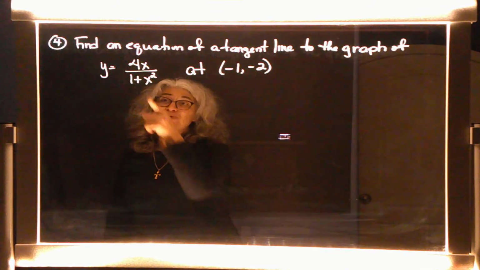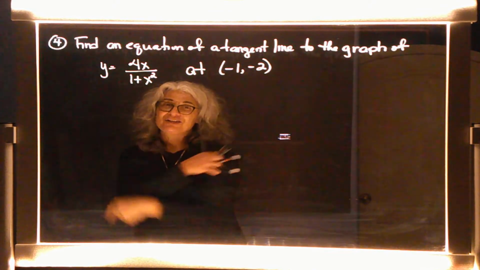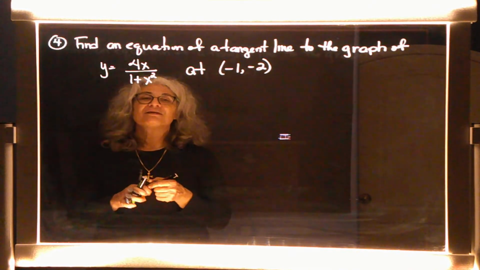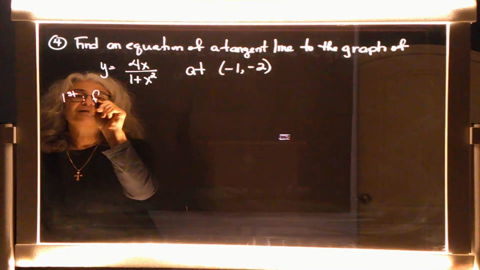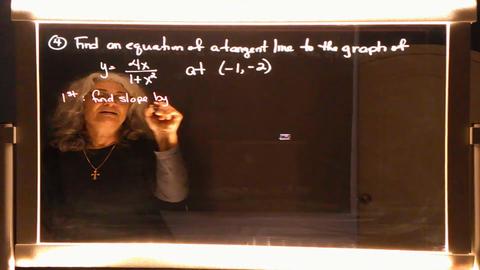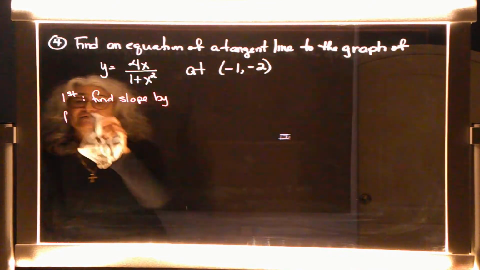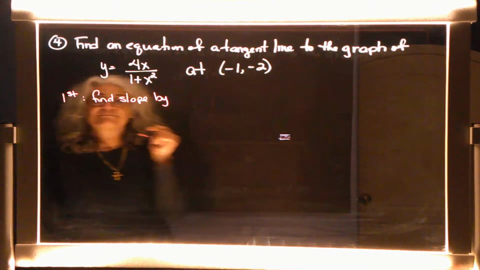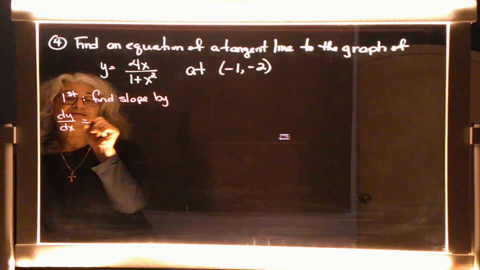That's right, you got to take the derivative of that thing. Woohoo! Ready? Okay, here we go. So what did we say we got to do first? Find the derivative. So first, find slope by, I didn't write f, did I? Nope. By first finding the derivative of y with respect to x.